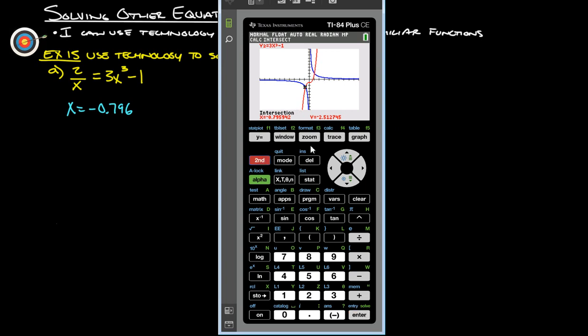So we're going to do the same thing. Second, calculate. 5 is the intersect, so you can arrow down to 5 or just push 5, push enter. And then now, is this the first curve?